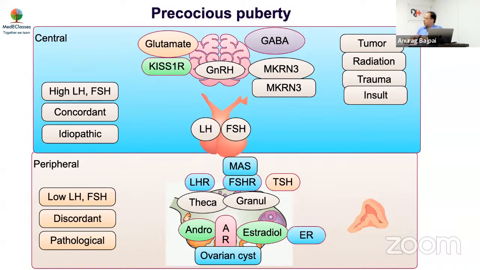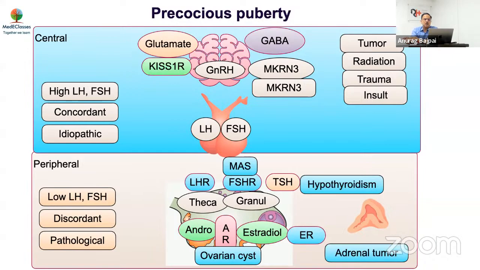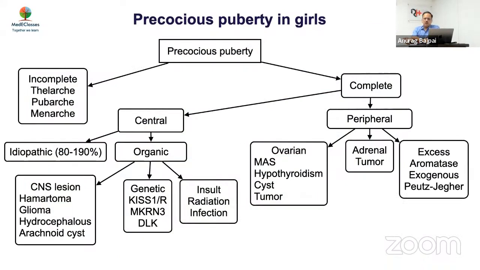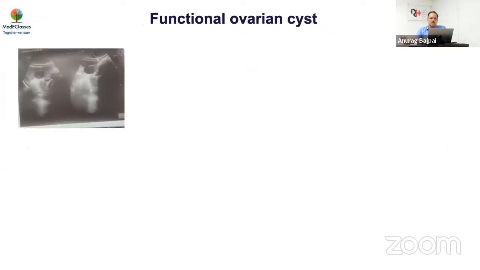Now, our focus is most towards this aspect of the algorithm. So we'll talk largely about McCune-Albright syndrome as a possibility. Hypothyroidism, we all know. The TSH, when the levels are very high, is going to act on the FSH receptor to cause this development. Rarely you can have an estrogenic adrenal tumor, which can cause that. So within the scheme of causes of precocious puberty, we'll be focusing on the peripheral precocious puberty, which will include ovarian, and we'll focus on all these three as a group. And then you can have rare scenarios like aromatase excess or exogenous or Peutz-Jeghers syndrome as a form.